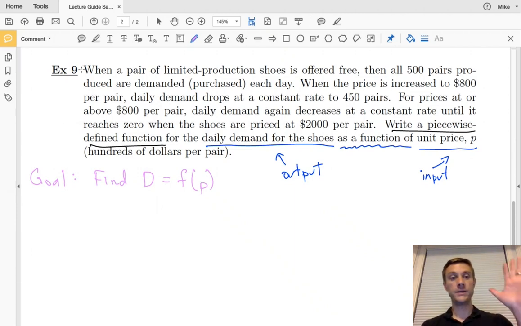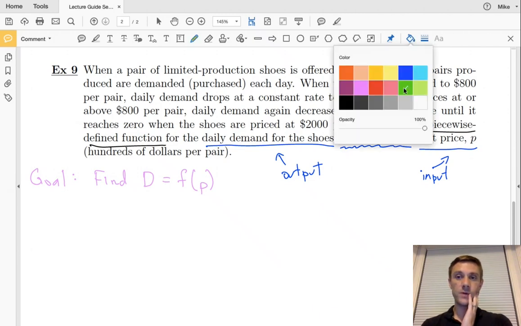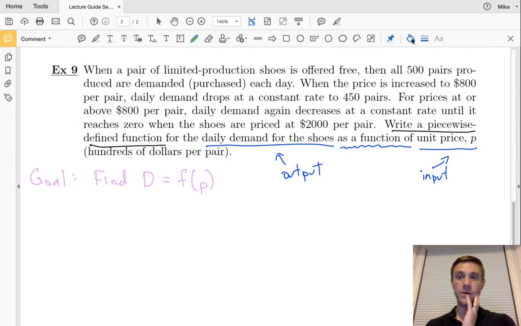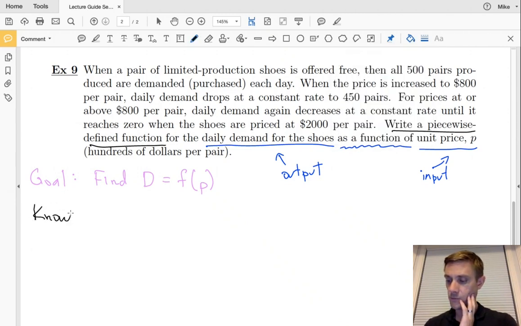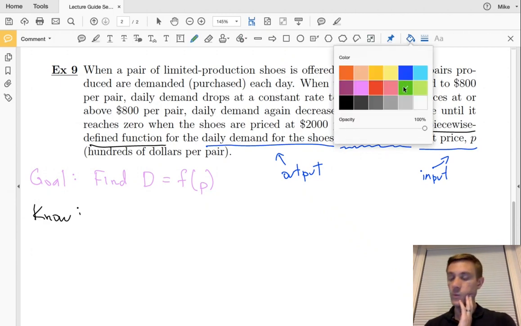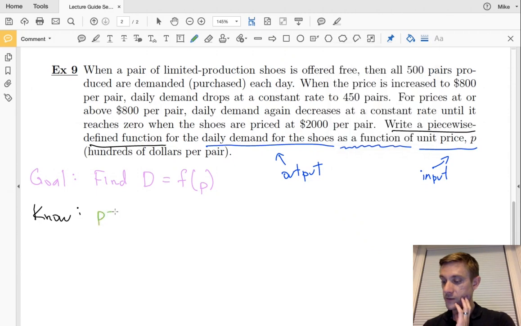Okay, so with that in mind, now we know we're supposed to find a formula for this demand as a function of price, so let's read again. When they're offered free, all 500 pairs are produced. So maybe this is where I want to start cataloging stuff. So first up, stuff we know: one is that when price is 0, because that's what free would mean, then demand is 500.